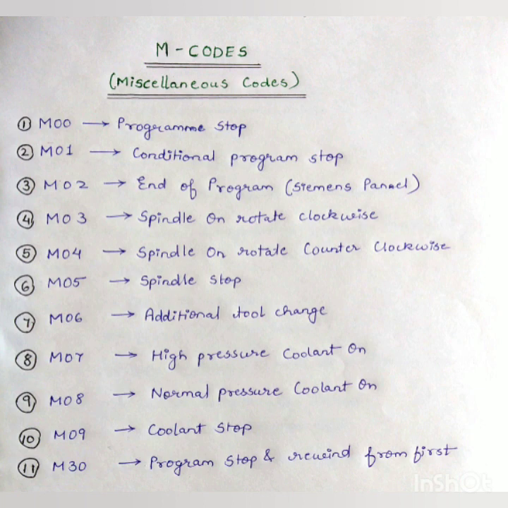The fourth one is M03, that means spindle on and rotate clockwise. And fifth one is M04, which is used for rotating the spindle in counterclockwise direction. After that, M05 is used for spindle stop. The seventh is M06, which is used for tool change, and address code T is used with it, that represents the tool number. Then moving on to M07, high pressure coolant on, and M08 is normal pressure coolant on. Now M09, that is used for coolant stop, and the last one is M30, which is used to stop the program and rewind the program from the first.